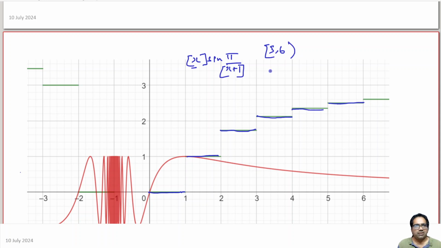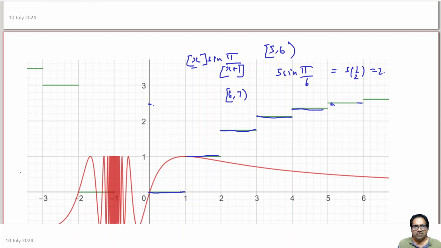Between 5 to 6, this part is actually 5. 5 sine 5 by this part will always lie between 6 and 7. Always lie between this and 7. So that's why this 5 sine 5 by 6, which is nothing but 5 sine 30 degrees, which is nothing but 5 times 1 by 2, which is 2.5. So this line is actually, if you can see, this is actually 2.5.